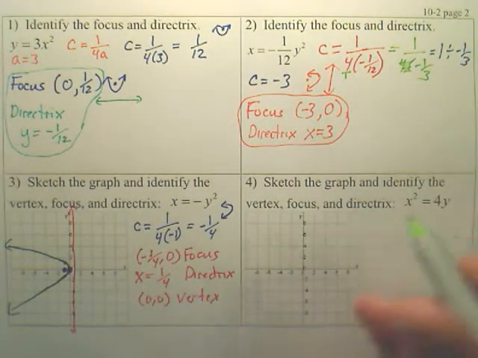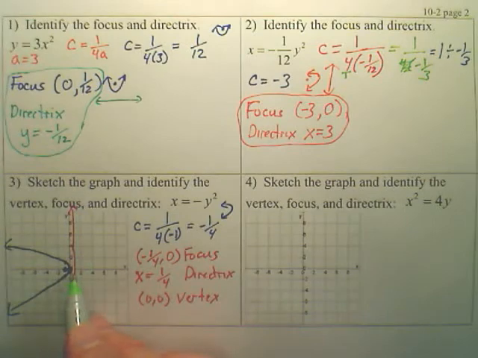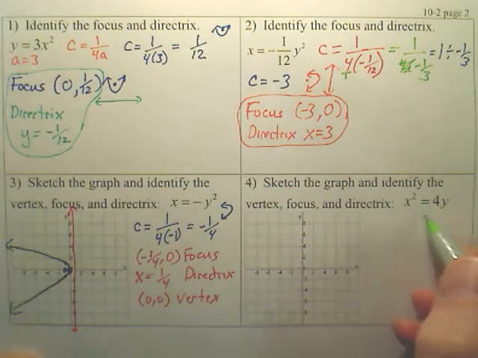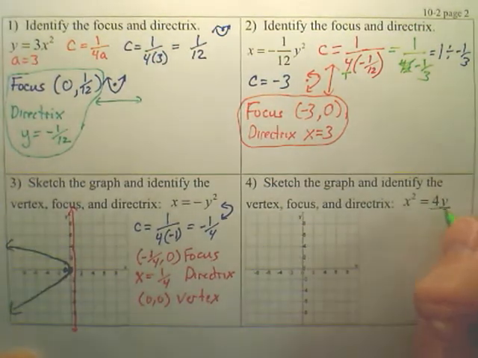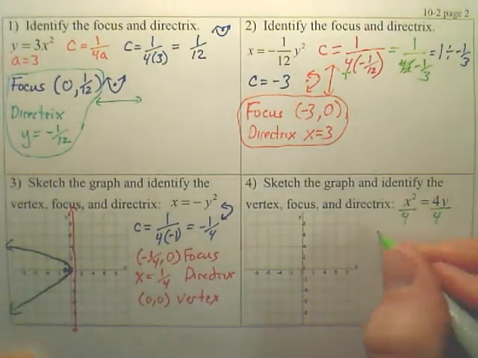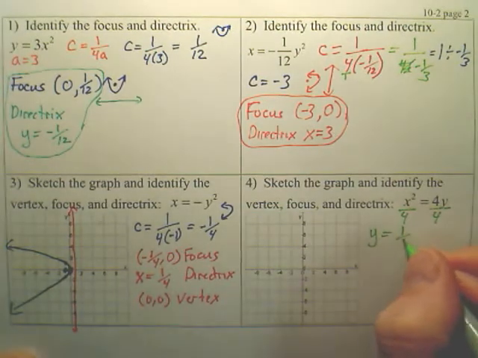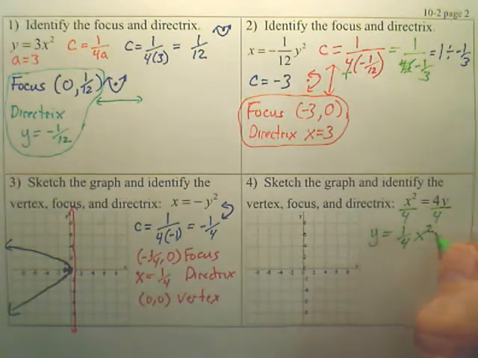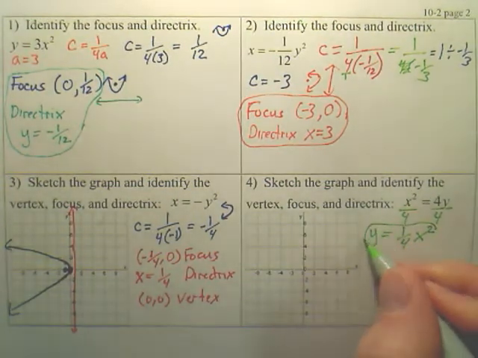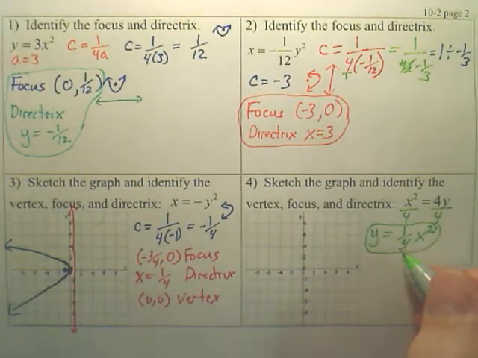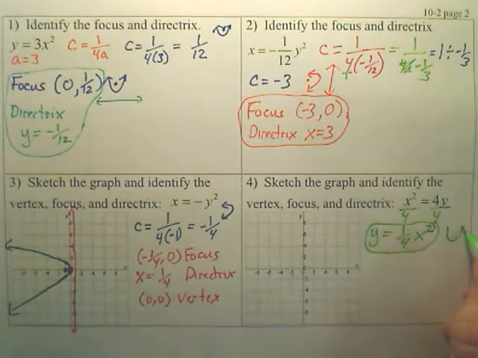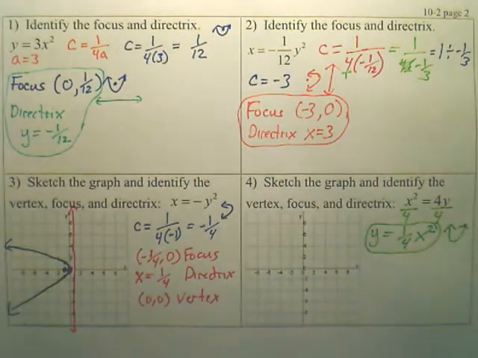Alright, so that would be our sketch. We have our focus, our directrix, and our vertex all labeled. The last one, number 4. First of all, this isn't in the proper form, so I need to divide the 4 over and get y equals 1/4 x squared. Now, hopefully you notice it's y equals, it's positive, so this graph is going to be going up.